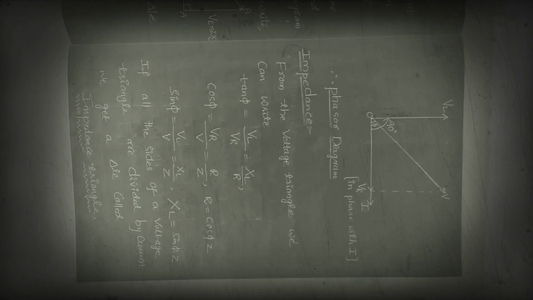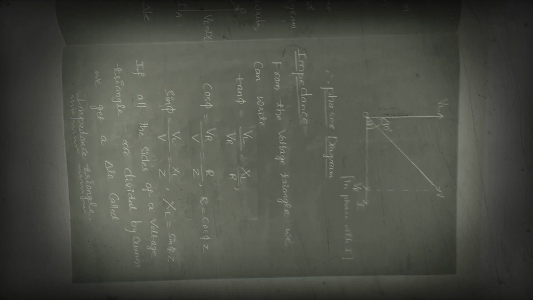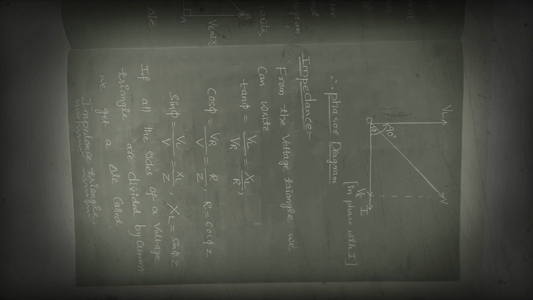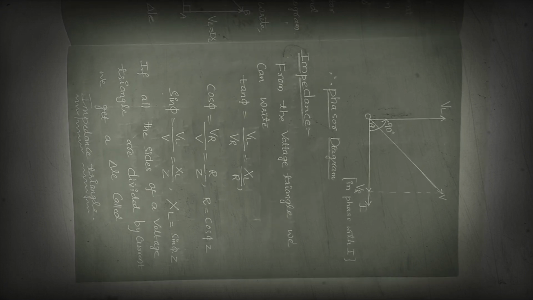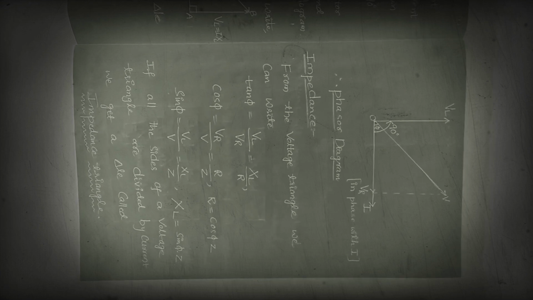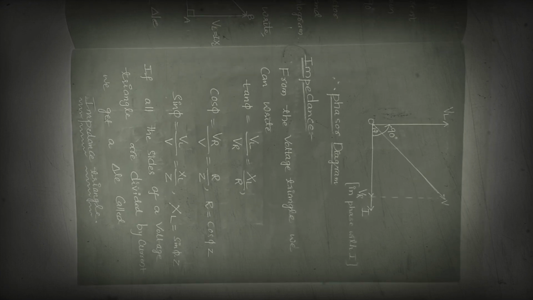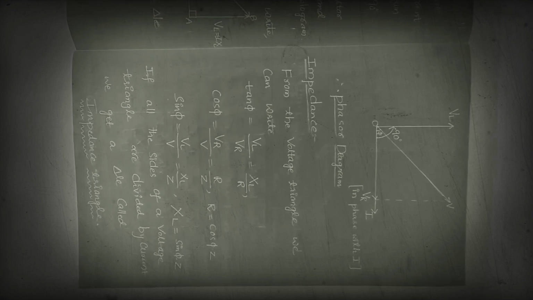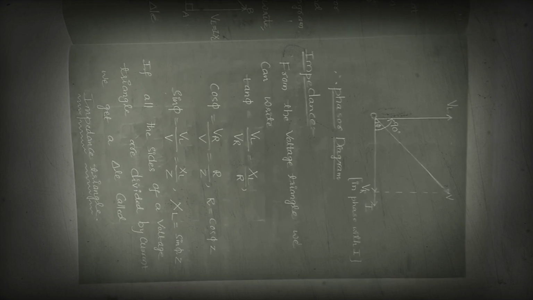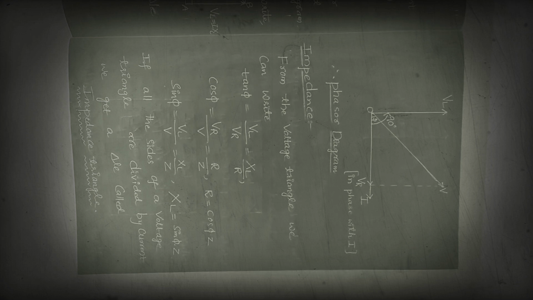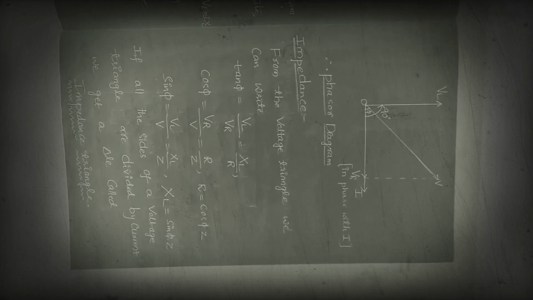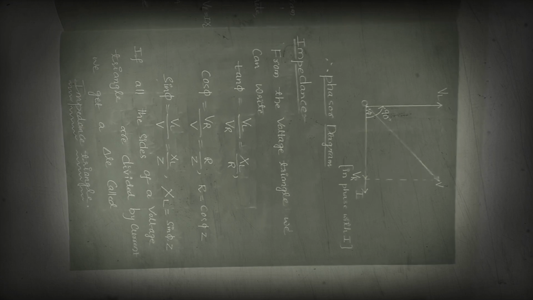Therefore, from the voltage triangle for the impedance we can write tan phi is equal to VL by VR, which is equal to XL by R. Cos phi is equal to VR by V, which is equal to R by Z, and I can write R is equal to cos phi into Z. Sin phi is equal to VL by V, which is equal to XL by Z, and I can write XL is equal to sin phi into Z.